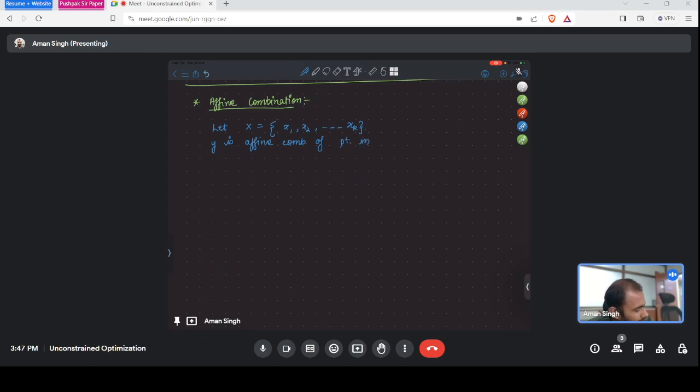if y equals lambda 1 x1 plus lambda 2 x2 plus and so on up to lambda k xk, such that lambda 1 plus lambda 2 plus and so on up to lambda k equals 1. So basically a similar definition: if you have k points and this is true, then y is an affine combination.